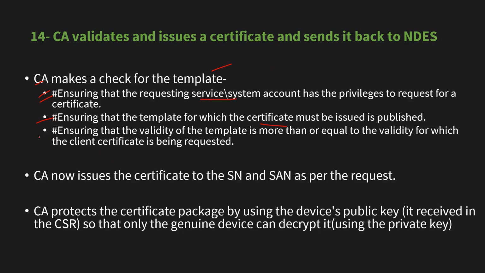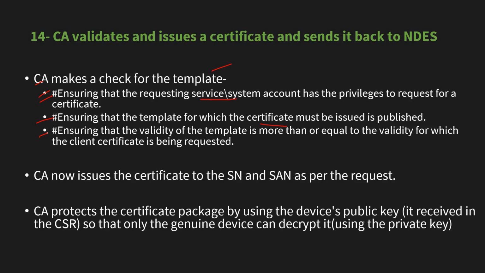It's going to check the validity. So when the device created the CSR, it created a validity as well, the validity for the client auth certificate which it is requesting. And that validity was in accordance with what was there in the SCEP profile. Now, if I'm requesting a certificate of a validity of 6 months, then the template from which I am requesting the certificate should have that validity.